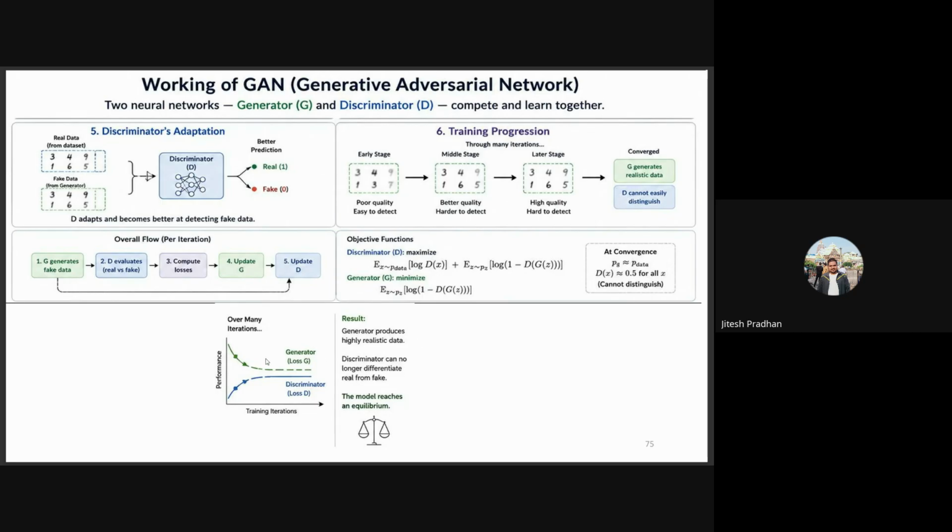Okay, so basically, look at here. It's a training iteration. We call it minimax. Look at here, it's the performance. Now look at here: the generator loss is decreasing, and the discriminator loss is increasing. That's why we call it a minimax problem.